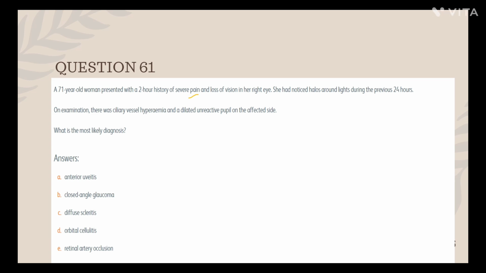Painless loss of vision is usually central retinal venous occlusion and central retinal arterial occlusion. Painful loss of vision can be, we'll look at the other options. There are halos and there is ciliary vessel hyperemia also. So that is your closed angle glaucoma, which can be painful, and ciliary vessel hyperemia is one of the earliest signs of closed angle glaucoma, and it also has a dilated unreactive pupil. So that is closed angle glaucoma.